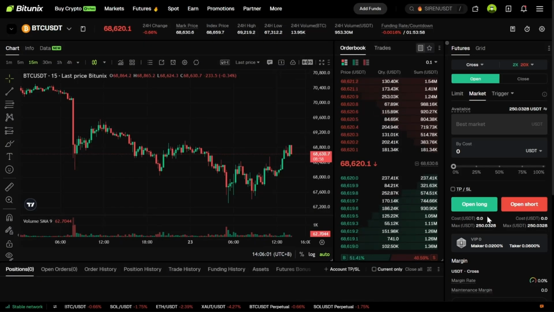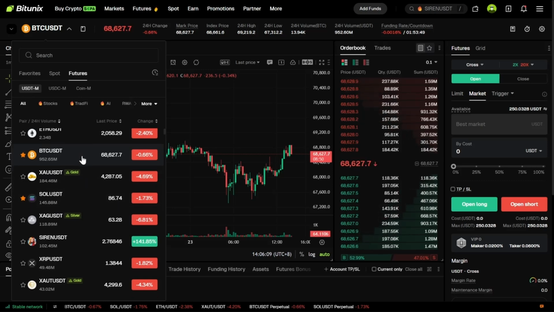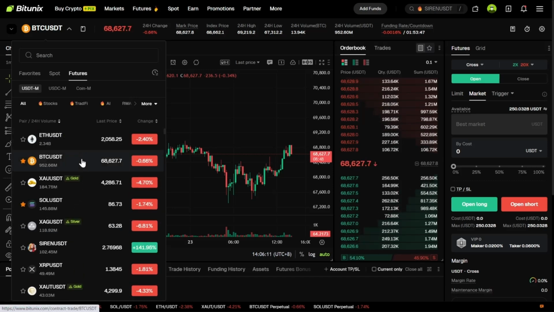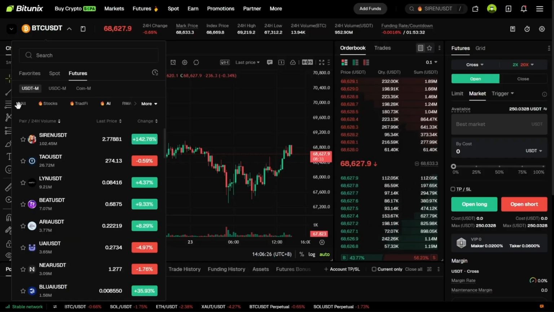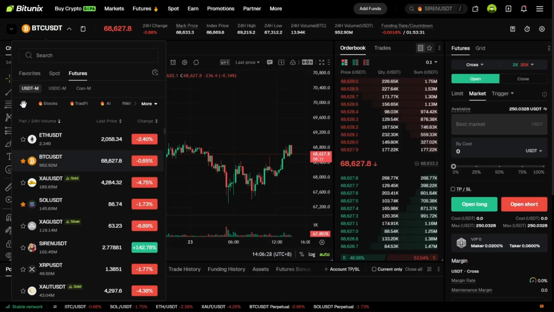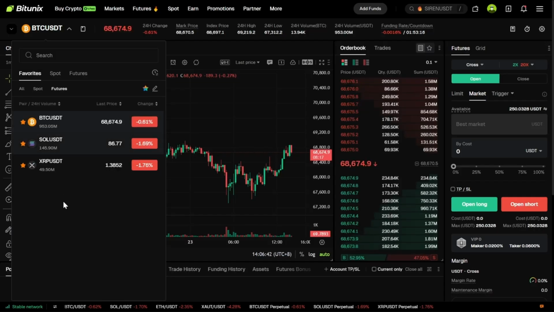Up here on the top left, under BTC USDT, we just want to make sure that we are under futures and USDTM. Here is where you can choose what tokens you want to trade with. You can organize them. So if I want to look at stocks, TradFi, AI, we also can favorite our favorite tokens we like to trade. So here I already have BTC starred, Sol, and let's say I want to star XRP as well. And we can just head to our favorites, and we can trade right from our favorites.